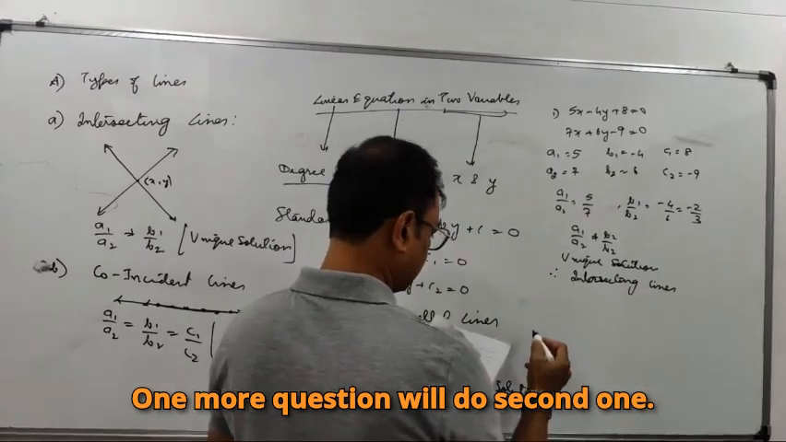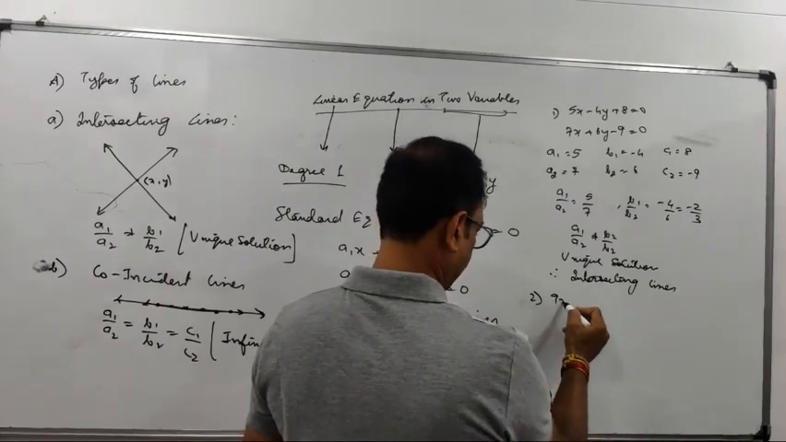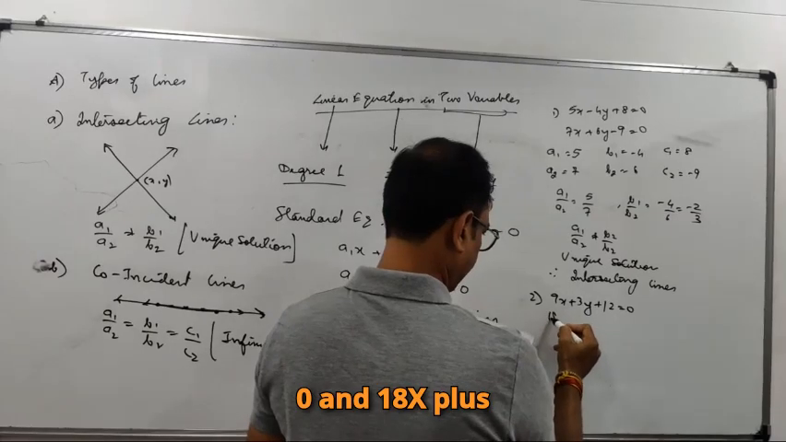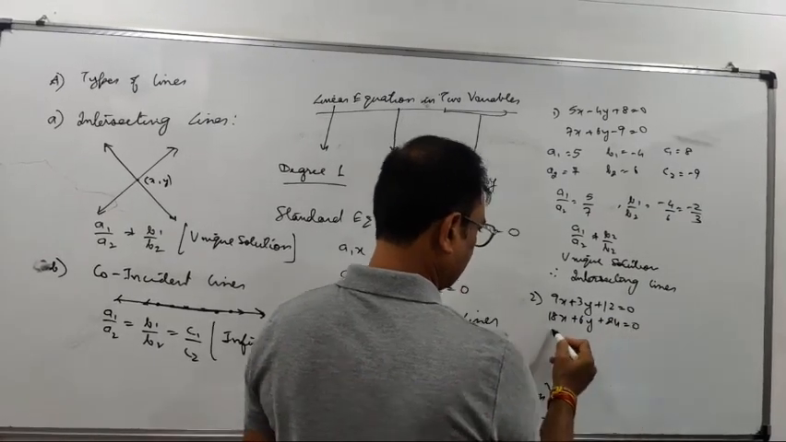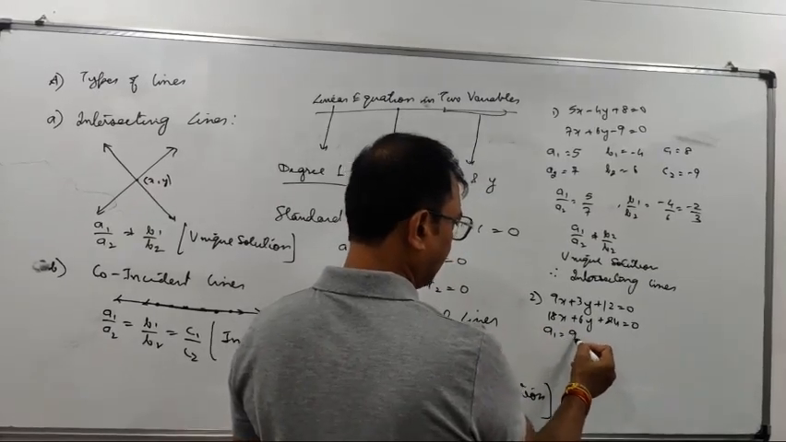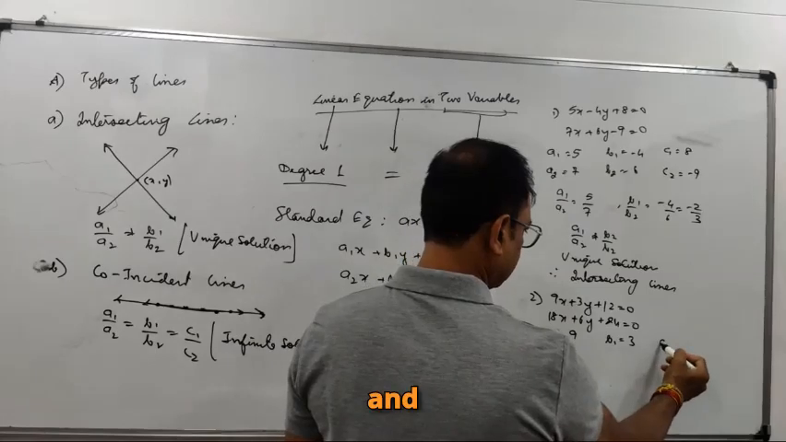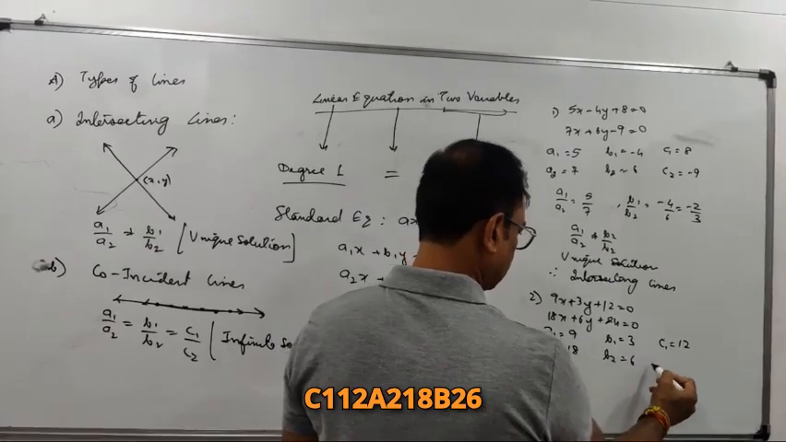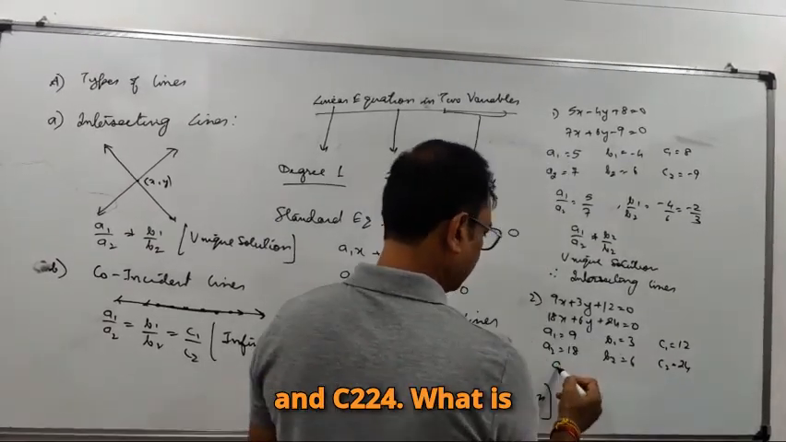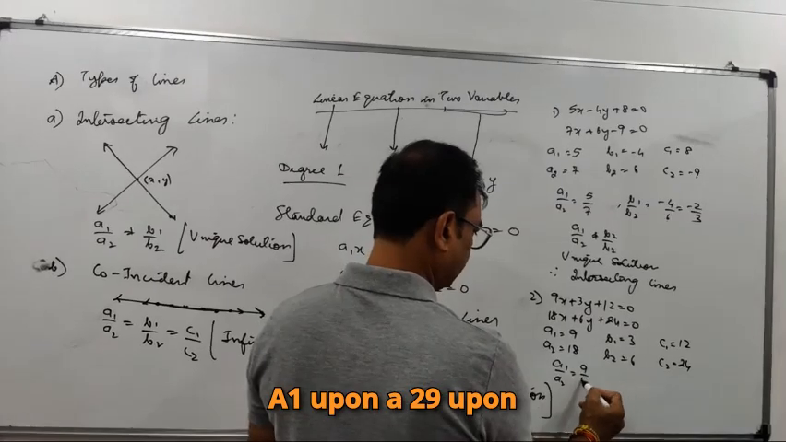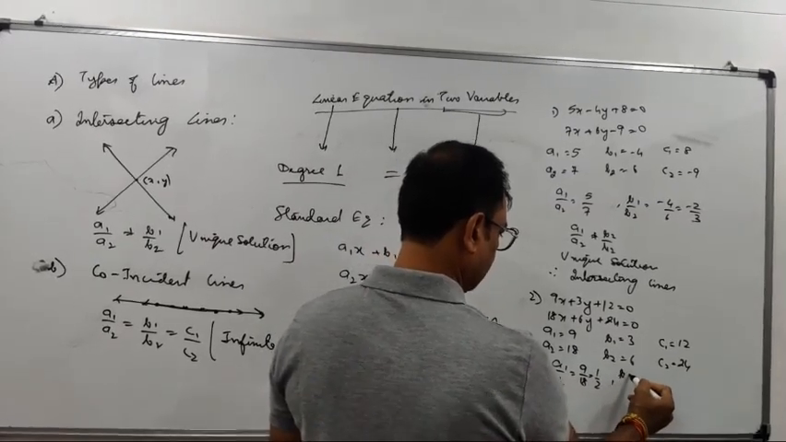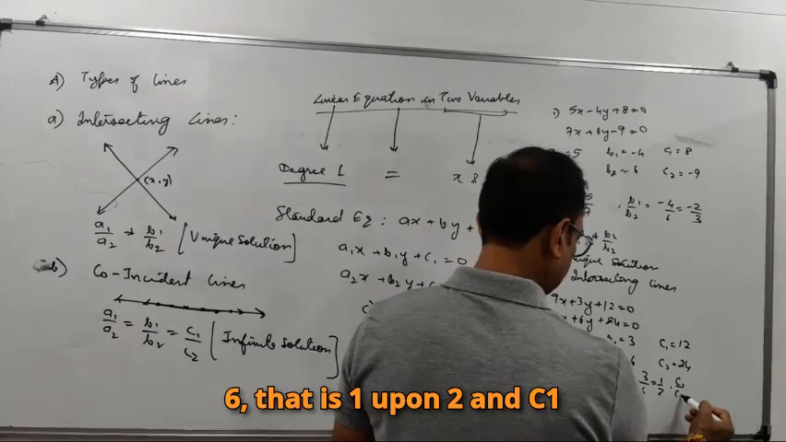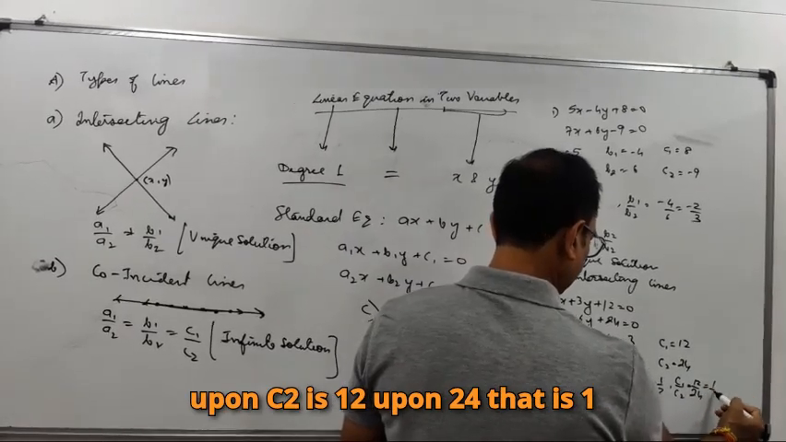One more question we'll do. Second one. 9x plus 3y plus 12 equal to 0 and 18x plus 6y plus 24 equal to 0. So what is A1? 9, B1 is 3 and C1 is 12, A2 is 18, B2 is 6 and C2 is 24. What is A1 upon A2? 9 upon 18 is 1 upon 2. B1 upon B2 is 3 upon 6, that is 1 upon 2. And C1 upon C2 is 12 upon 24, that is 1 upon 2.